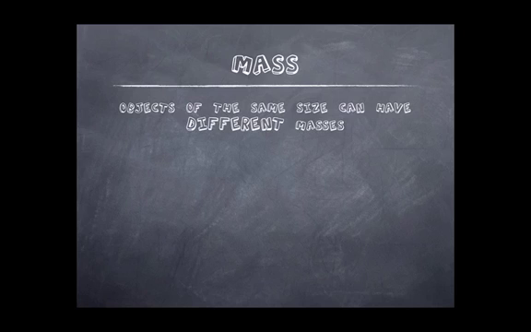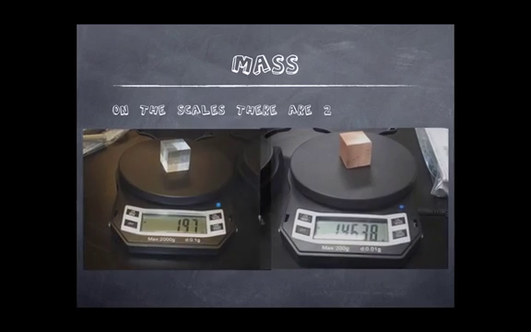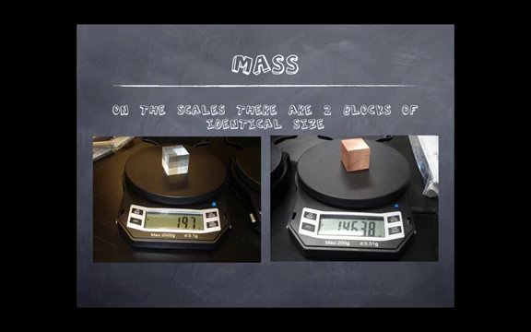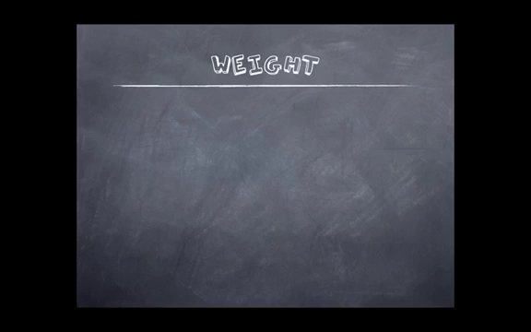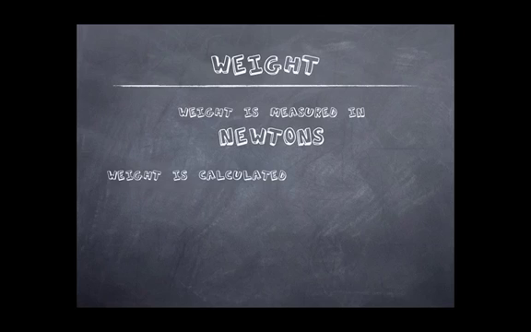Objects of the same size can have different masses. On the scales, there are two blocks of identical size. One is acrylic plastic and the other is copper, and as you can tell, there's a huge difference in their mass. Weight. Weight is measured in newtons.